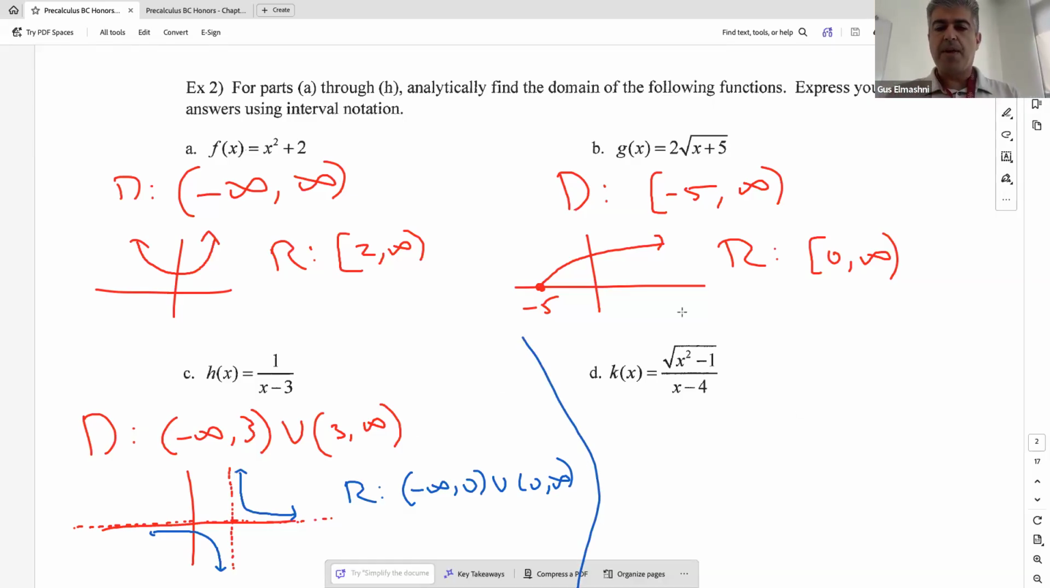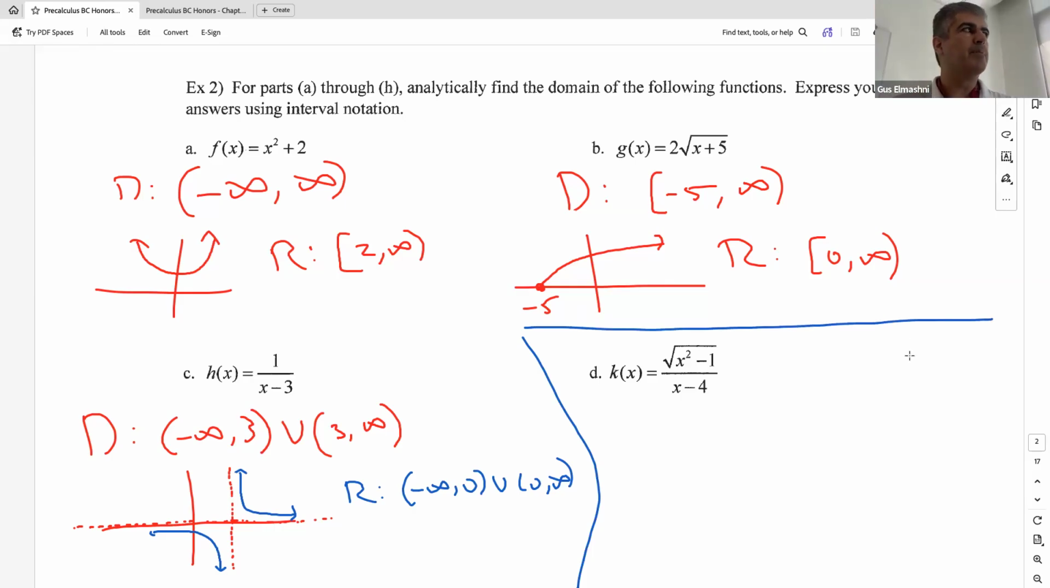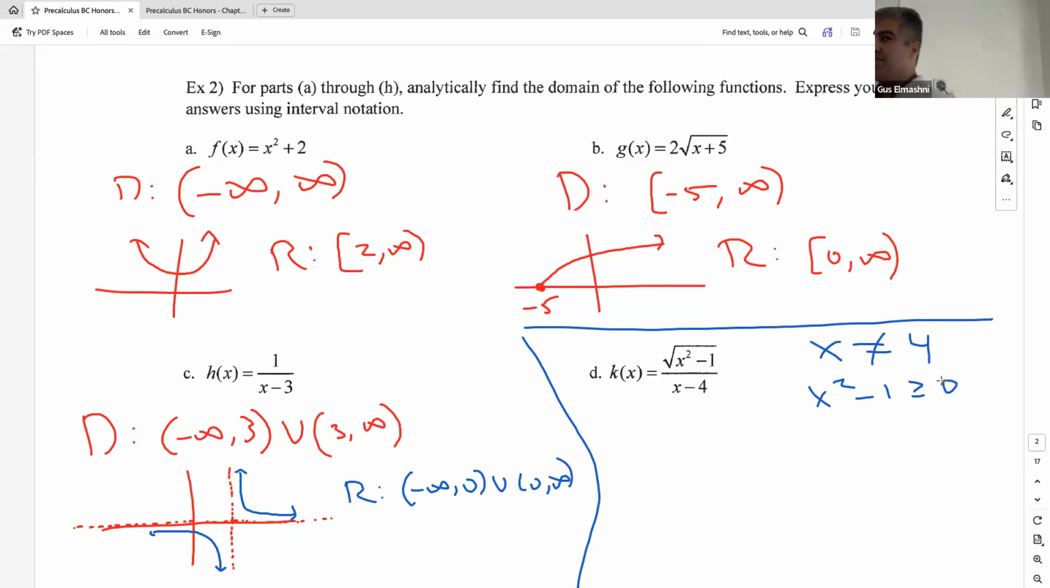So definitely, I would do a little, what's the right word to use? Brainstorming, right? So, okay, X can't equal 4. X squared minus 1 has to be positive. Now it could equal 0 because it's not on the bottom of the fraction. It could equal 0. That's okay. You guys remember how to solve these?